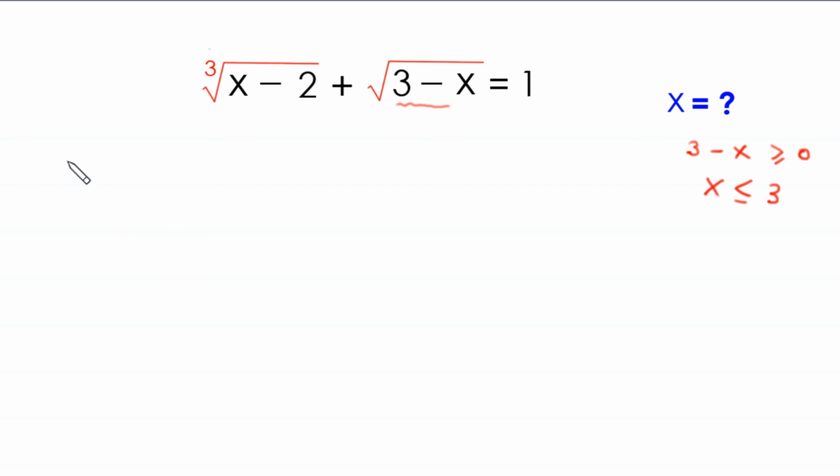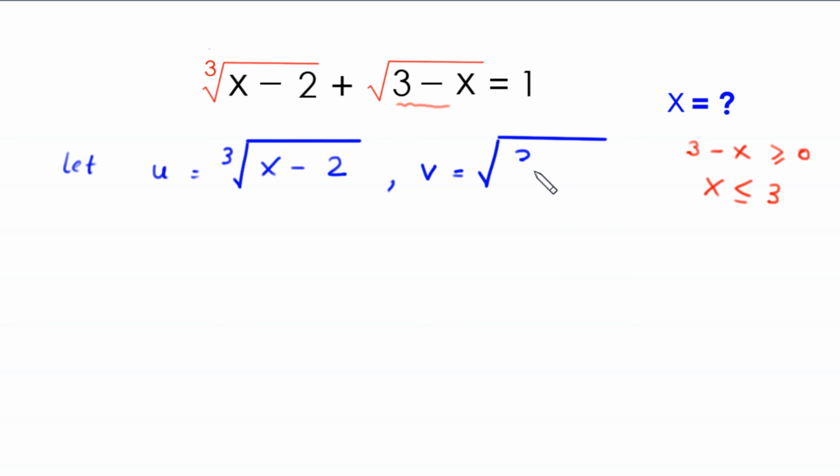We suppose that u is equal to this expression, the cube root of x minus 2, and we suppose that v is equal to the square root of 3 minus x. So this original equation will become u plus v equal to 1. Let's call this equation number 1.